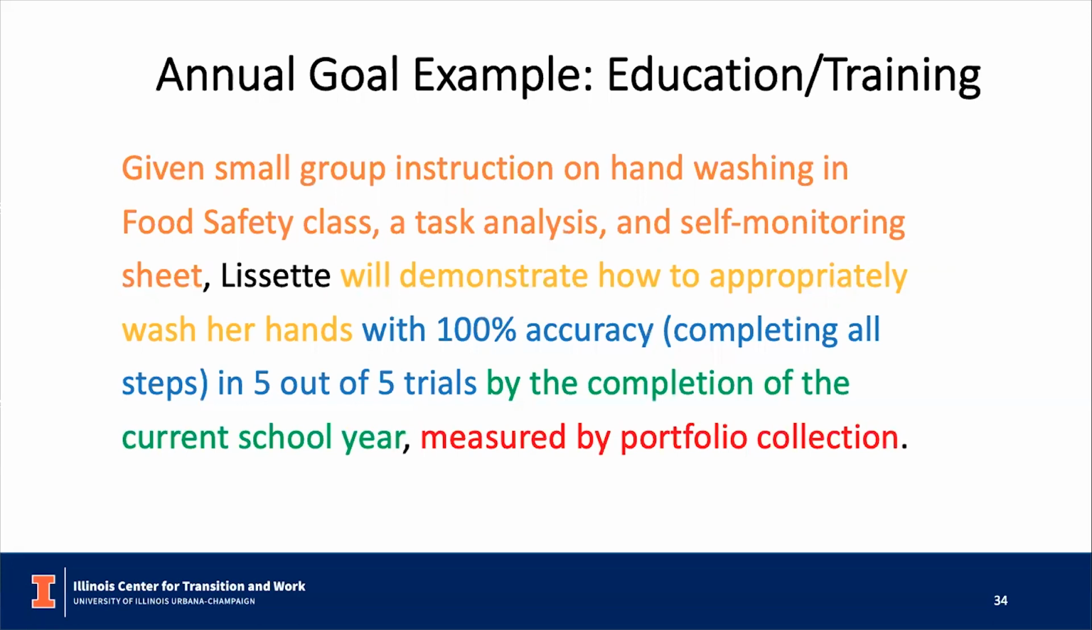Wow. We know that hand washing in a kitchen environment has to be 100%, right? We can't half wash our hands and be successful in that training program because this is a food safety class, right? I love that we're looking at the self-monitoring sheet because there isn't always someone over your shoulder telling you did it right or wrong. So the portfolio collection is really going to show Lissette's ability to identify when she has washed her hands properly, and she's followed all the steps. Wonderful skill development and clear alignment with that post-secondary training goal that she has.